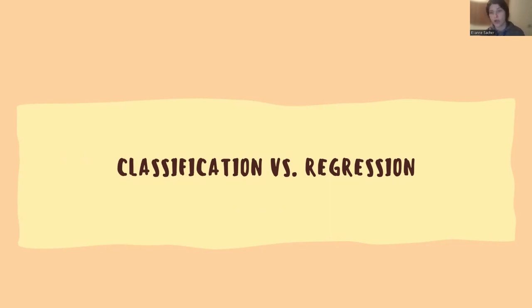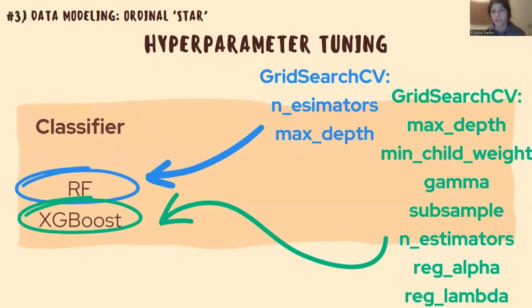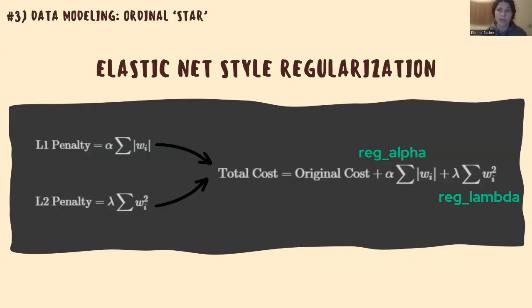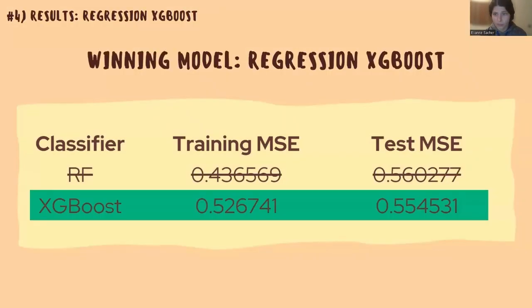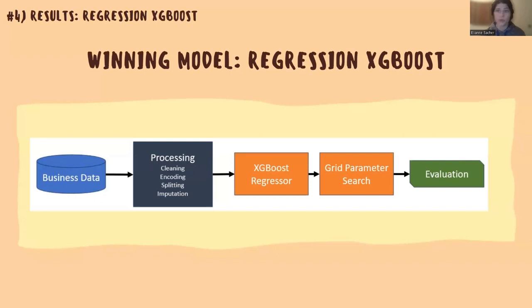which would also help with diminishing the effects of class imbalances. Again, we utilized grid search to find the best hyperparameters, but we also used regularization parameters, which apply an elastic net style regularization, shifting our total cost. The results were a little better, and XGBoost seemed to be our winner model. So up until now, we got our business data, processed it, and applied the winning tuned XGBoost regression model, and now we'll move to evaluating how this model actually does.